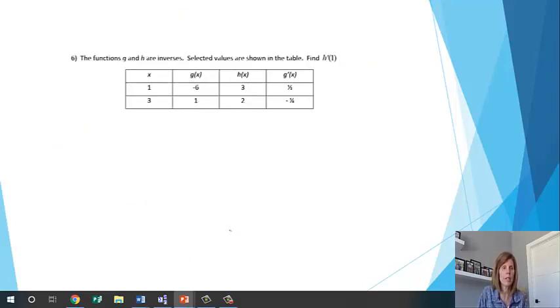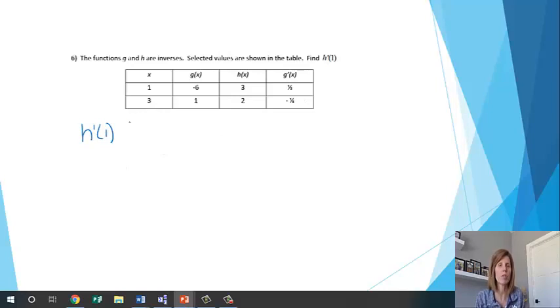Okay, number 6, it says the functions g and h are inverses. Select values are once again shown in the table. Find h prime of 1. Please pause the video, try this one on your own, come back, and you can see how you did. All right, welcome back. We're looking for h prime of 1. Again, notice there is a little bit given about h, but mostly we're given things about g, so we do again want to establish that relationship.